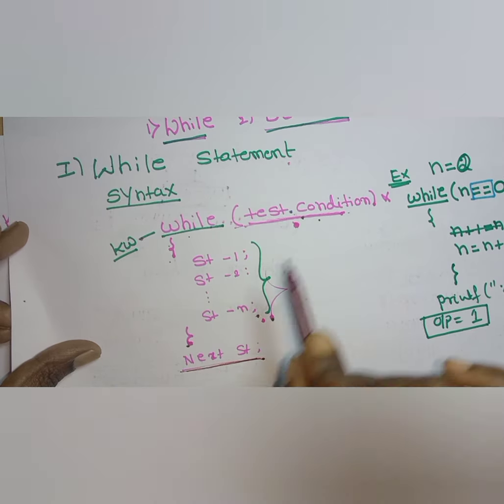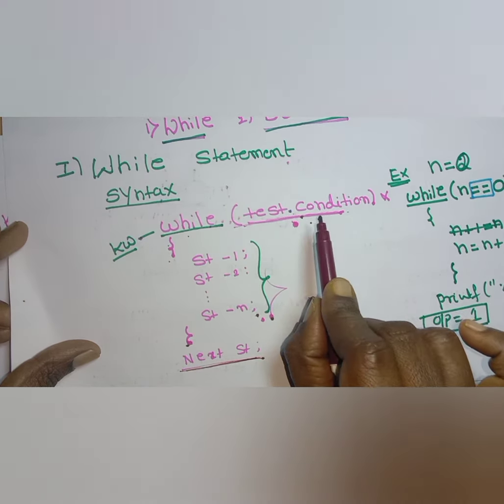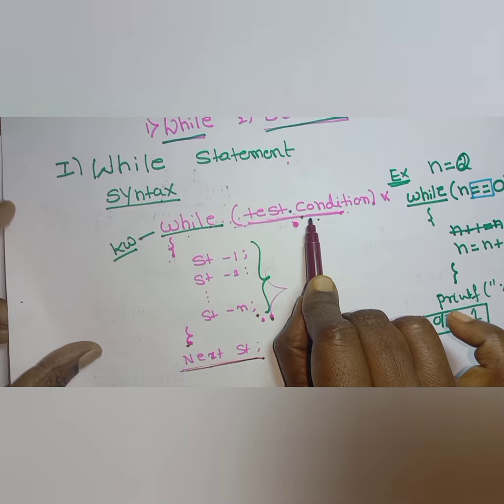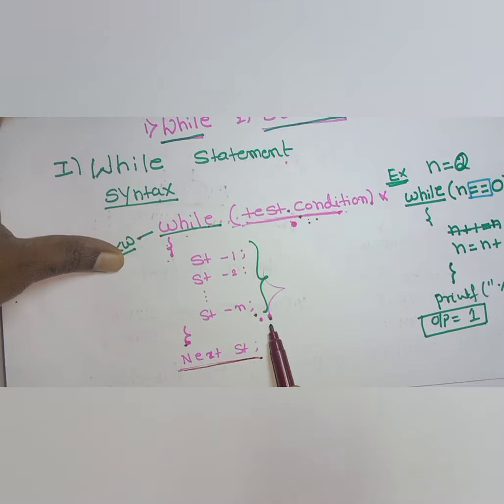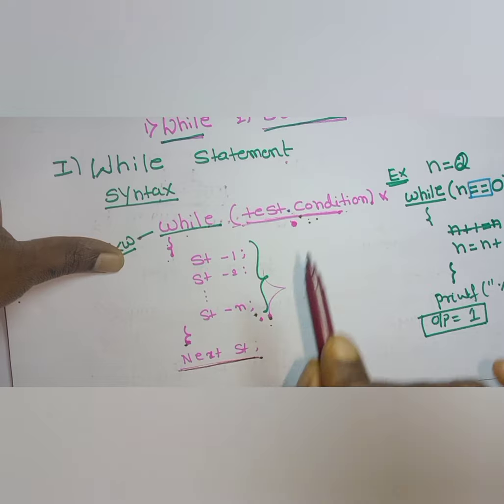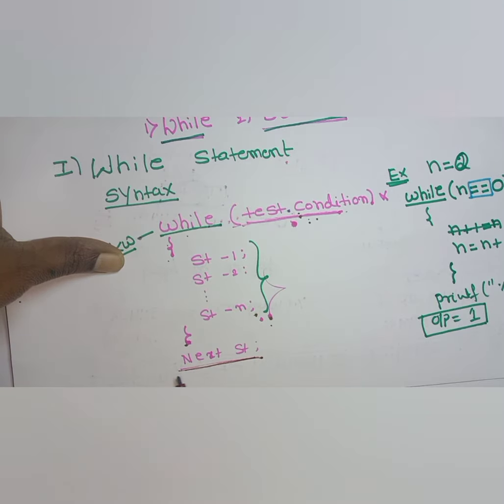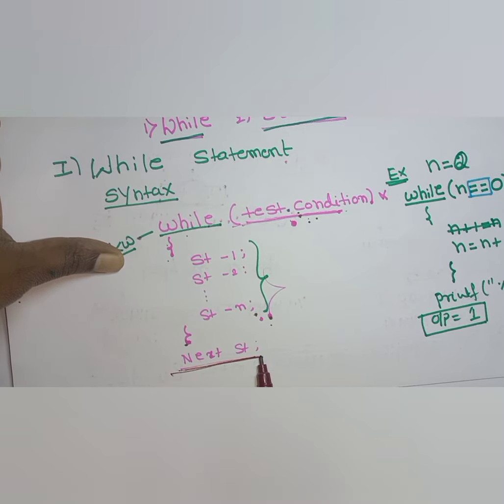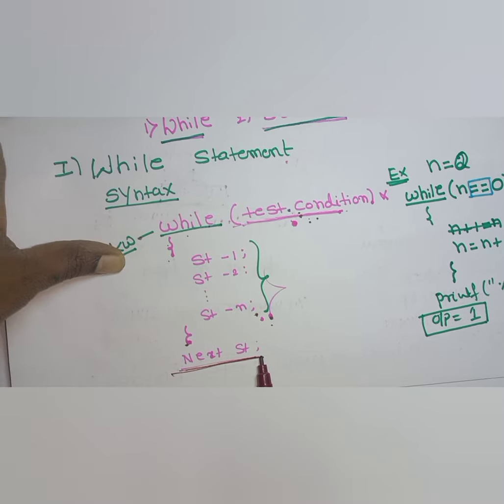Afterwards, once again it is going to check the condition. If the test condition is again true, it repeats this body of the while loop. When the test condition is false, it executes the next statement available in the program.